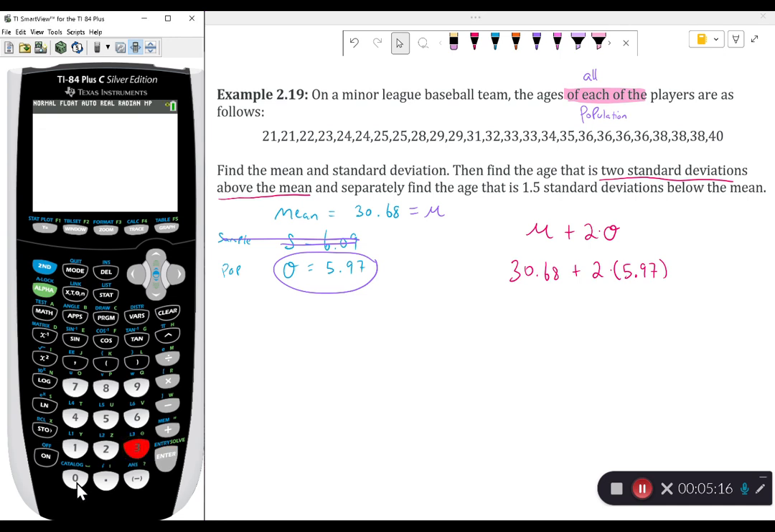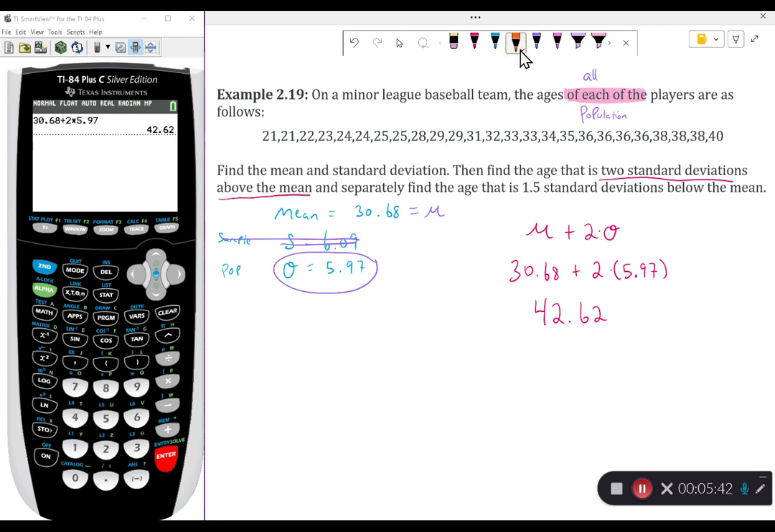So we'll come over to our calculator, 30.68 plus 2 times 5.97. I didn't really need to use the parentheses. I was just trying to make it nice and neat. So the age that is 2 standard deviations above the mean is 42.62.